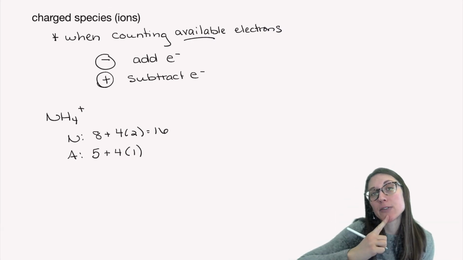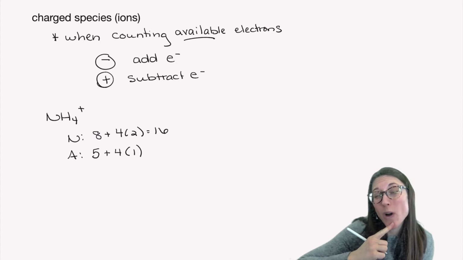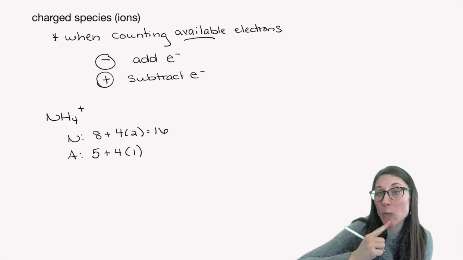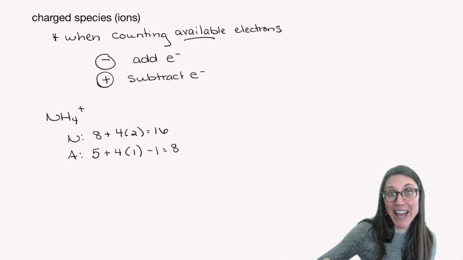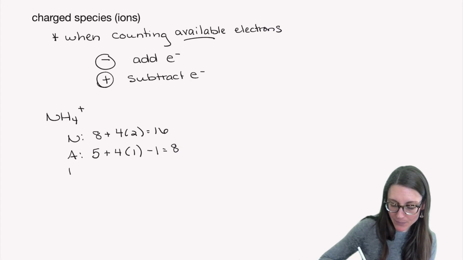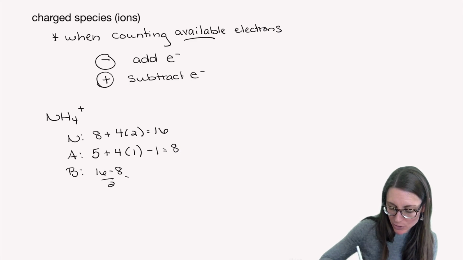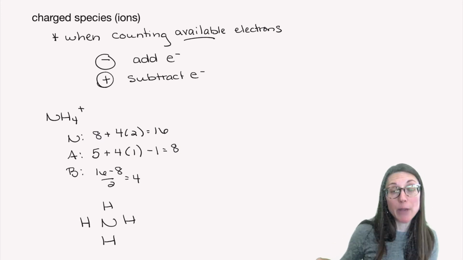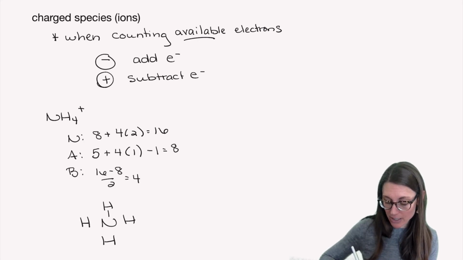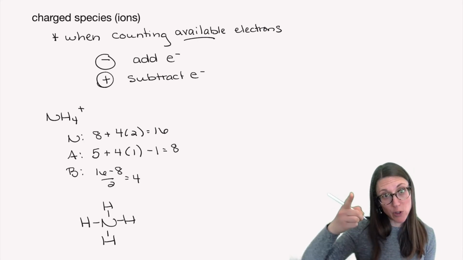This has a positive charge, which means it has lost 1 electron compared to the number it would normally have in a neutral molecule. So you're going to subtract 1 electron from that. This gives me a total of 8 available electrons. For bonds, I am going to take 16 minus 8 divided by 2. That's 4 bonds. So I take my nitrogen, since it's different, it goes in the middle. I put my hydrogens around it. I connect each of those to the nitrogen with a bond, using my 4 bonds.